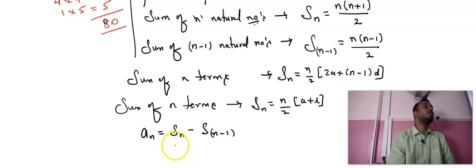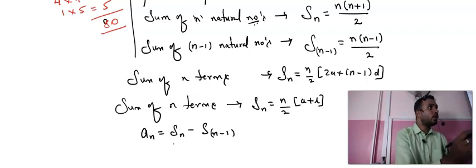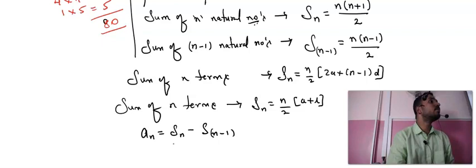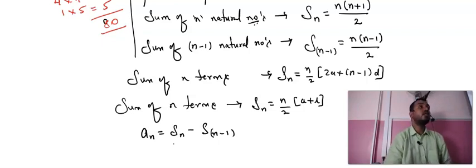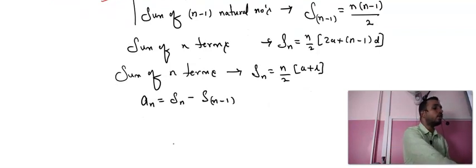They will give you the sum of 20 terms and the sum of 19 terms, that is n minus 1. If it is 20, then n minus 1 will be 19. Sum of 20 terms is one value, sum of 19 terms is another value. They will ask you to find the nth term.